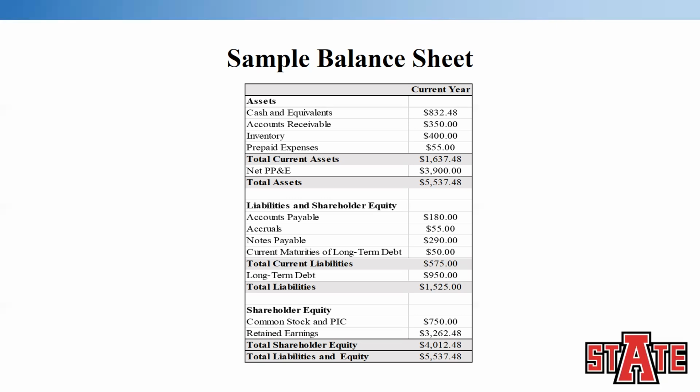So total liabilities are $1,525. One of the first things you want to do when you look at a balance sheet is compare assets to liabilities. You see that gap, right, between assets and liabilities? That implies that this company is, in fact, solvent. We have positive shareholder equity, and shareholder equity is $4,012.48, as you see more towards the bottom.